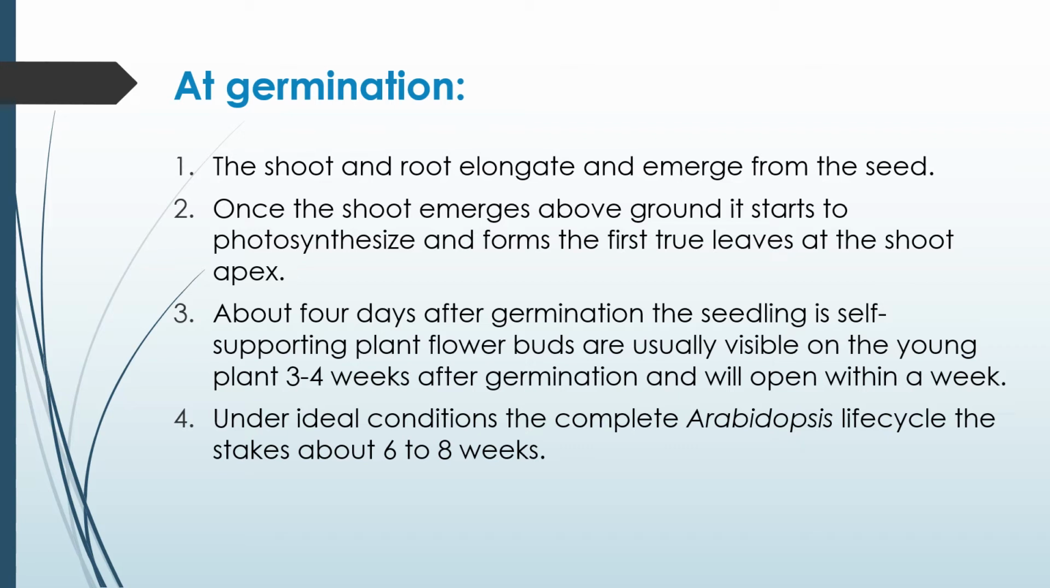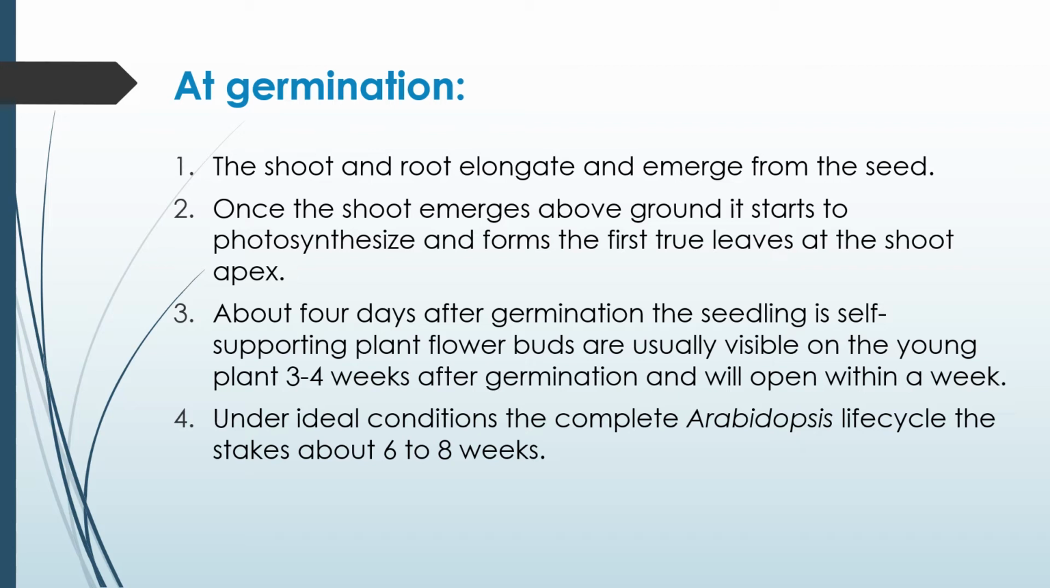So, at germination, the shoot and the root elongate and emerge from the seed. And then once the shoot emerges above ground, it starts to photosynthesize and forms the first true leaves at the shoot apex. So again, when it comes to photosynthesis, please make sure that you know what are the main ingredients of the photosynthesis process. Okay? I may ask that question in your exam. Photosynthesis is basic, we have been hearing it repeatedly since first year.